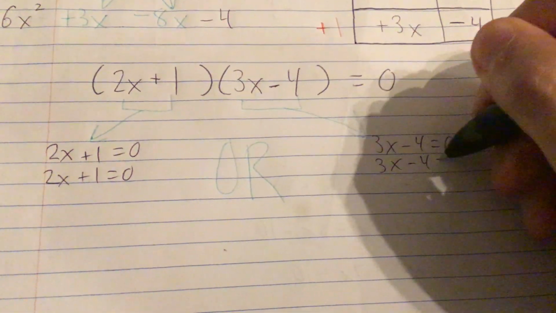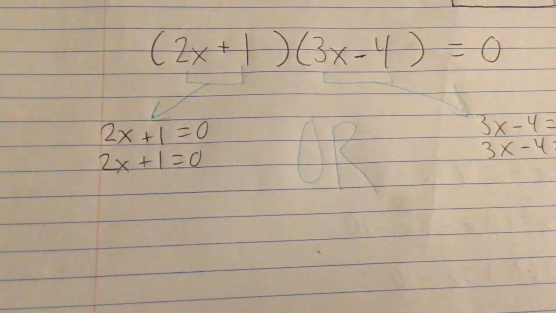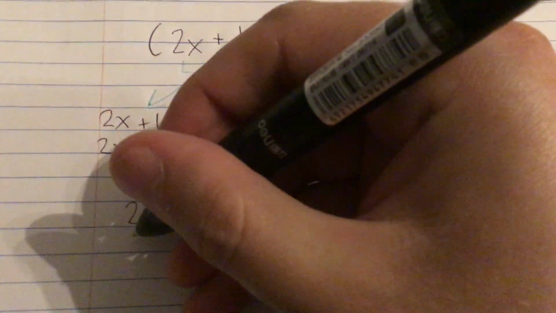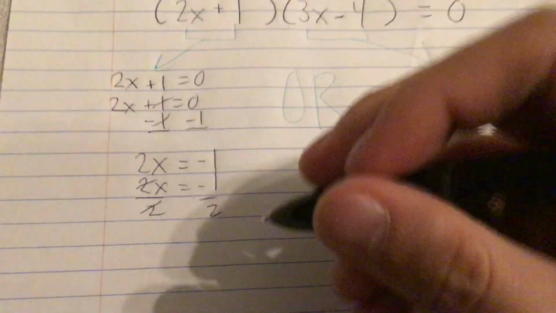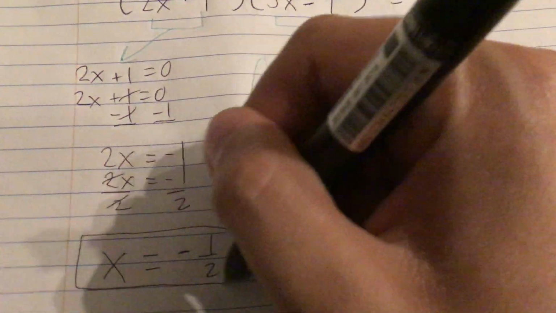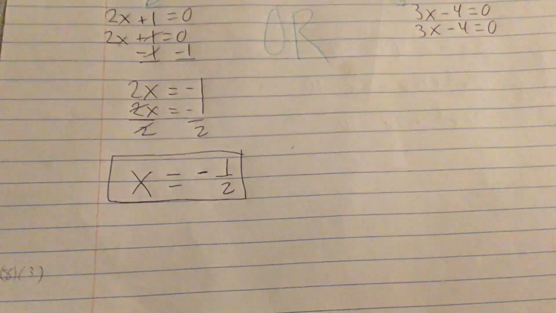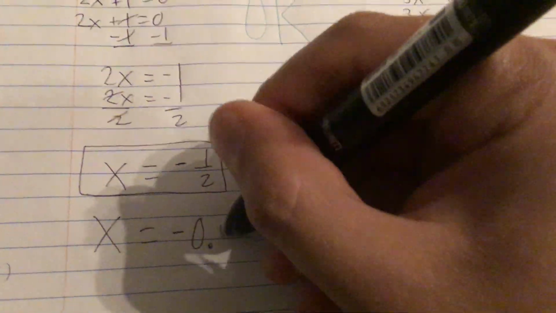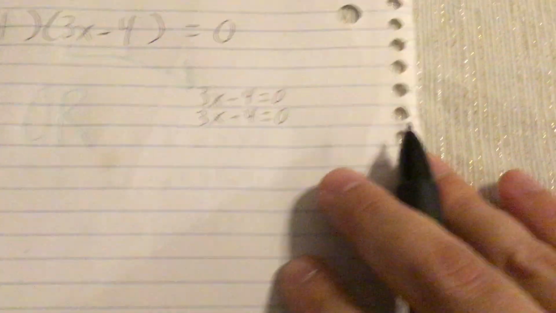So let's solve for the left part of the equation. 2x plus 1 is equal to 0. Well, I'm going to subtract 1 from both sides. And that gets me 2x is equal to negative 1. Okay, if 2x is equal to negative 1, I'm going to divide both sides by 2. And that gets me x is equal to negative 1/2. If you like a fraction, negative 1/2 is fine. If you're a decimal person like me, negative 1/2 is negative 0.5. Either one of these, they're the exact same.